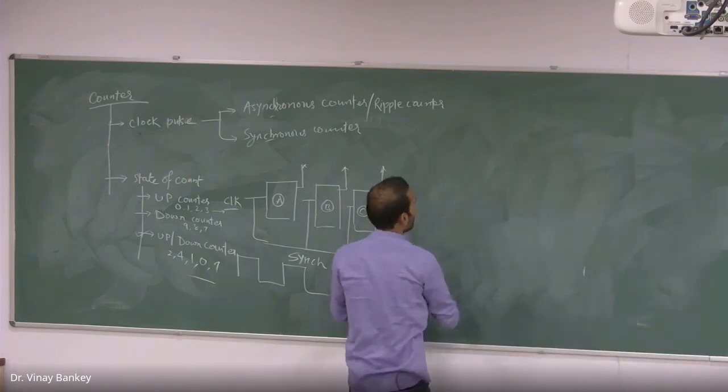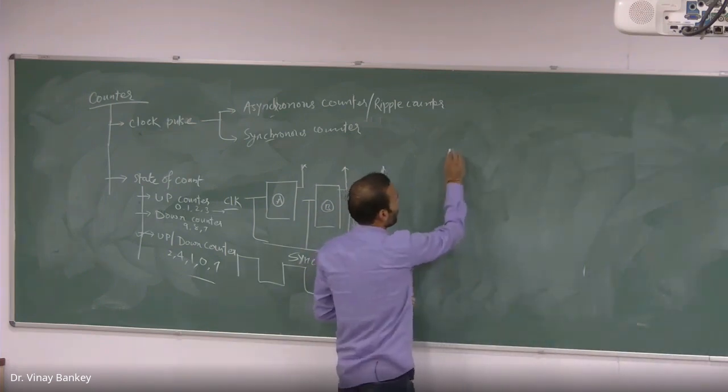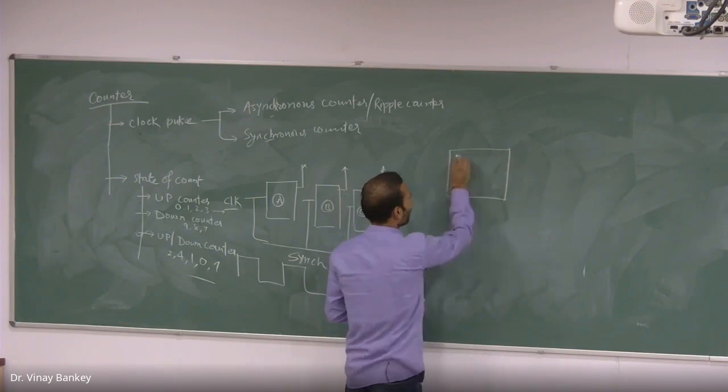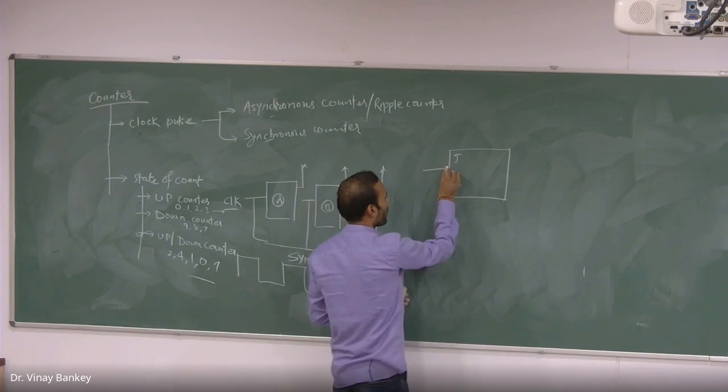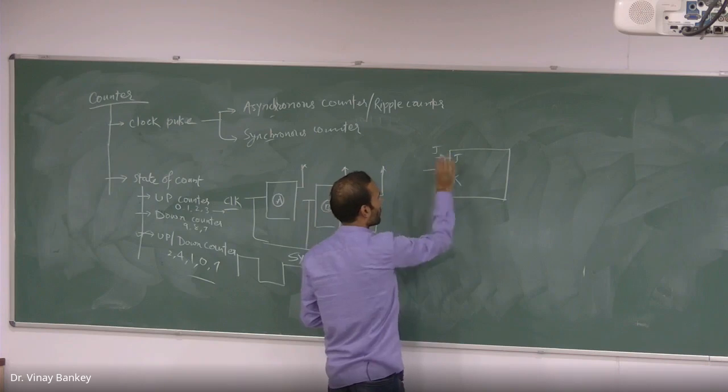So today we will see, I have one arrangement here. We have this JK flip-flop, and we have applied a negative edge triggering. Do you remember what is this negative edge triggering?